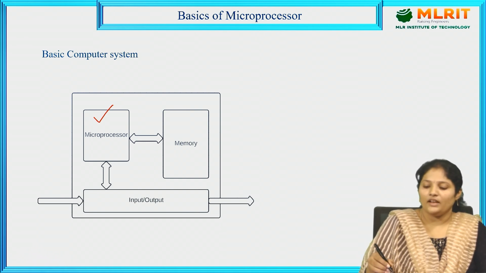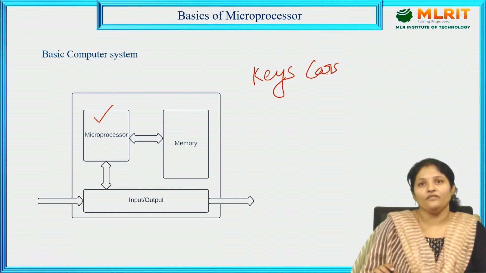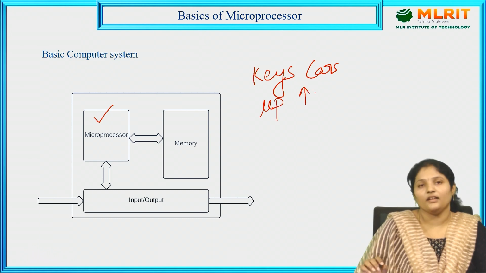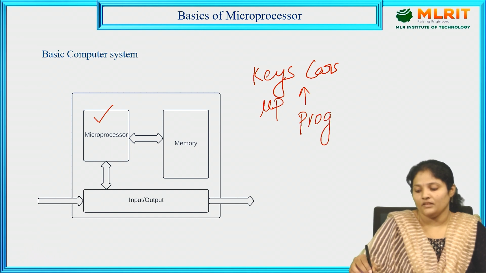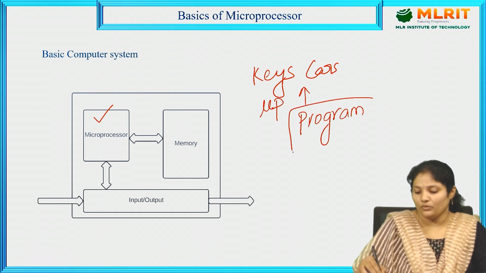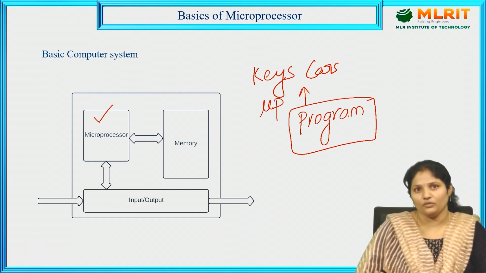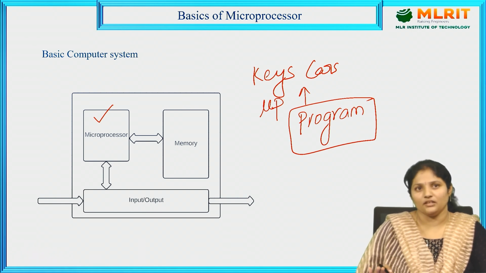Because while we are using keys for cars, we need a microprocessor, because these car keys have been using a program. To execute a program, a microprocessor is compulsory. Why is a microprocessor compulsory? Can't we execute a program without a microprocessor? No. Until now, those who are programming need a microprocessor to execute a program.